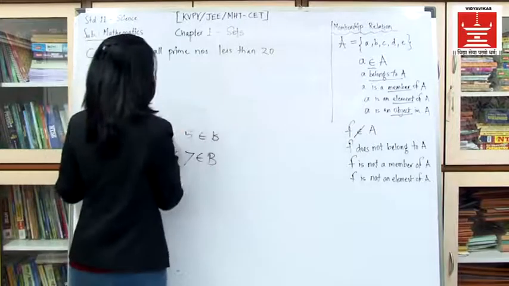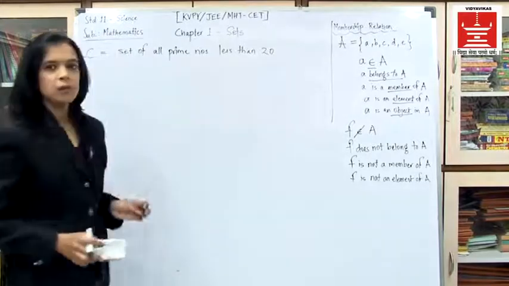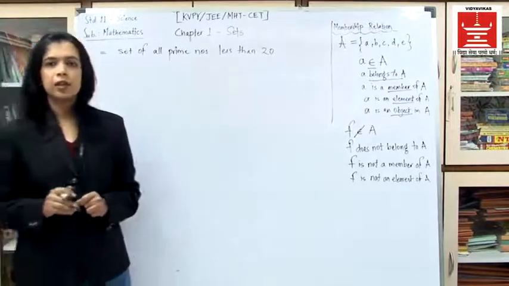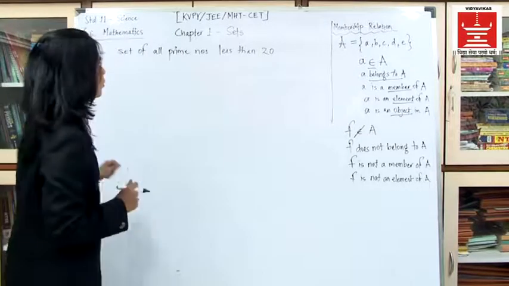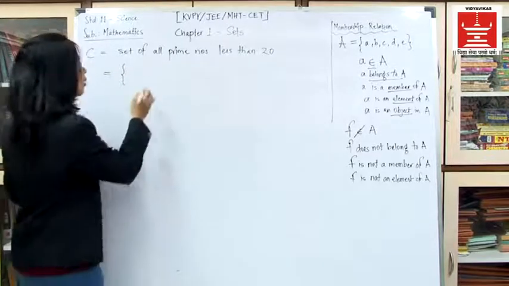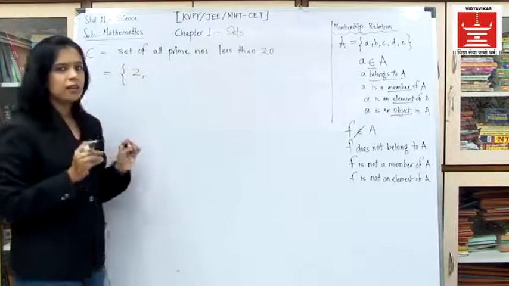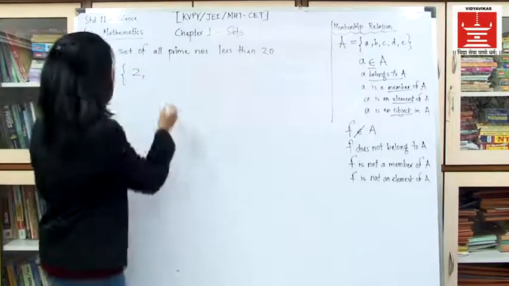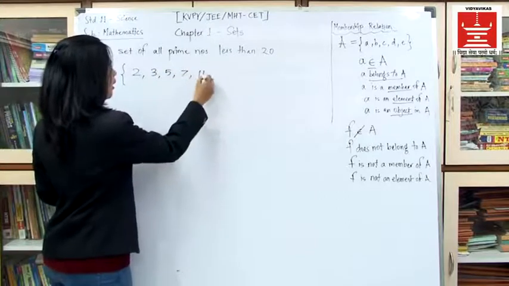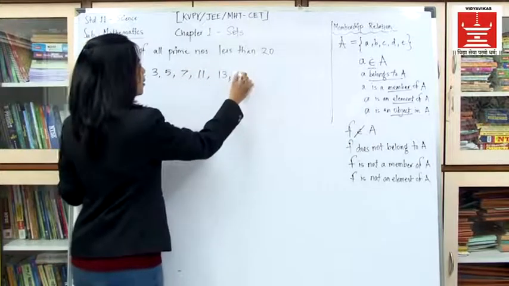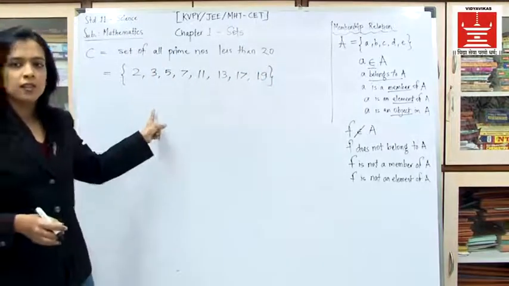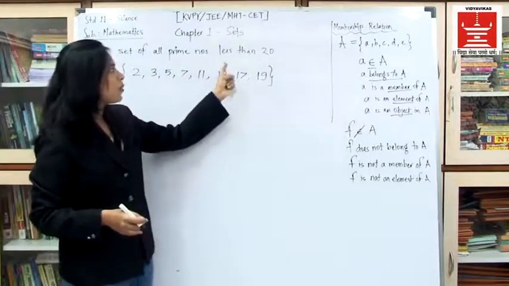Okay, so this is the description that has been given to us. Set of all prime numbers less than 20. Now we can actually list out the elements. So the very first prime is the only even prime, 2, and then other primes are all odd. So it is 3, 5, 7, 11, 13, 17 and 19. So this is it. These are all prime numbers less than 20.